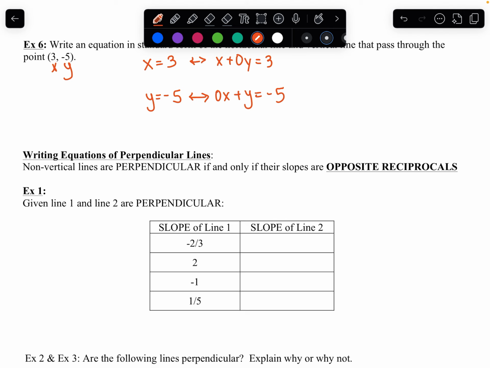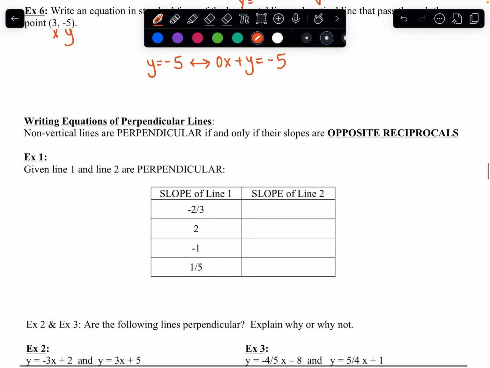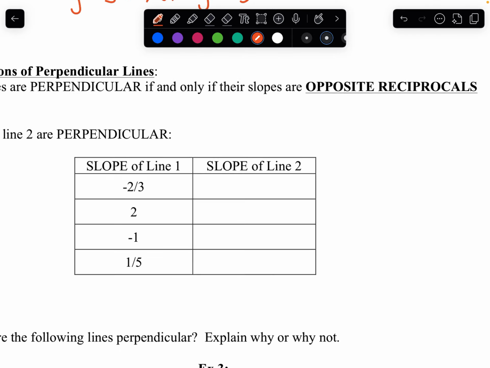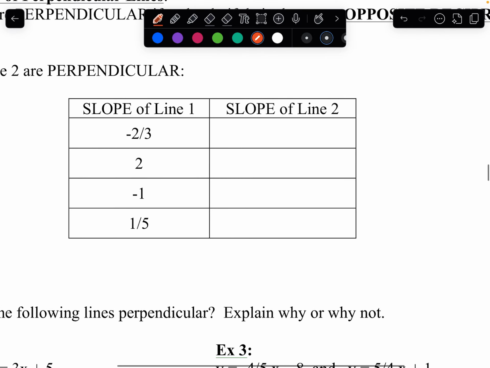We're going to keep talking about them, but now we're going to talk about perpendicular lines. So this is when we have opposite reciprocals. And so if we have a slope of -2/3, it's the opposite sign, so it's going to be positive, and then we flip the fraction. So 3/2. We don't really need the positive, so I'm just going to write it as 3/2. So we have +2, the opposite would be negative, and then the reciprocal, so flip that fraction, 1/2.